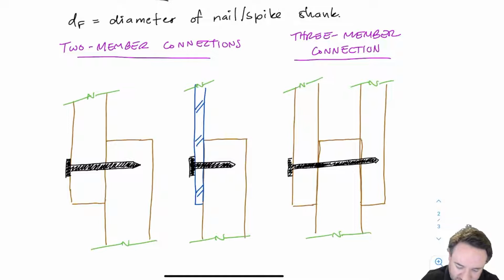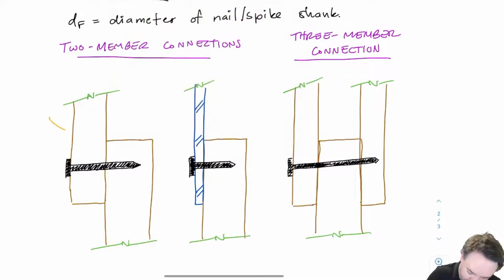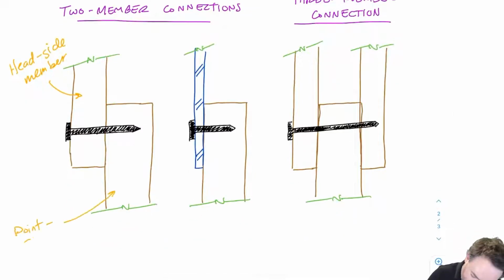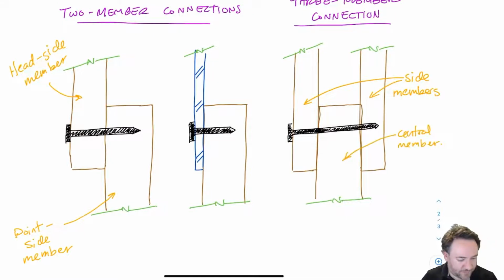Okay, so we need to get some basically terminology out of the way here. In the two-member connections, we always have a head side member and a point side member. So in the second two-member connection there, the steel plate side is the head side member and the wood piece is the point side member. And then in three-member connections, we have two side members and one in the middle, which is our central member.